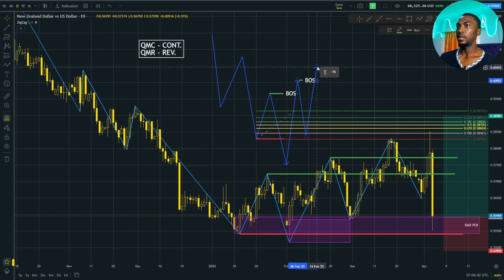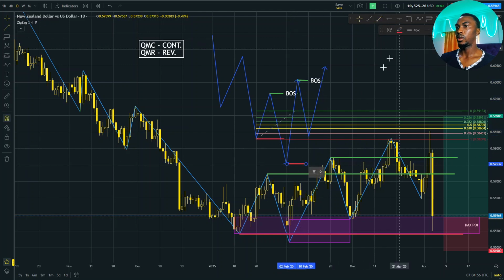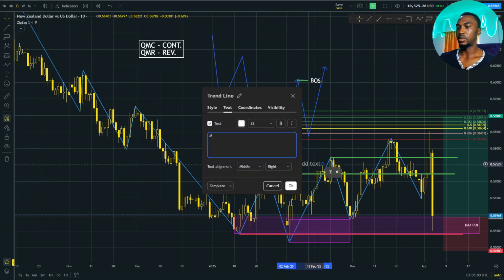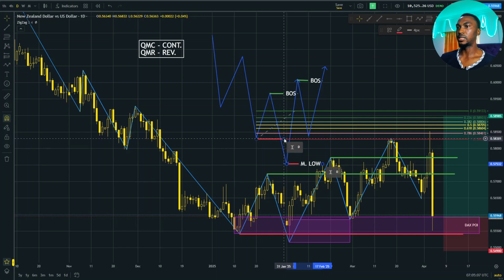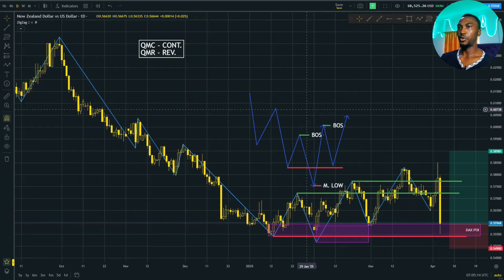That is, it is now respecting it. Take note, there are two lows it's respecting. It's not just respecting this major low right here. So this is like the major low. So I'll call this M low. So it's not just respecting this major low, right? It's also respecting this low that was made here before, right? So this is Quasimodo reversal.